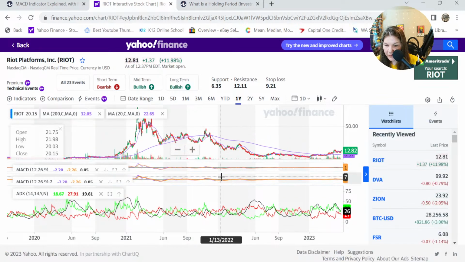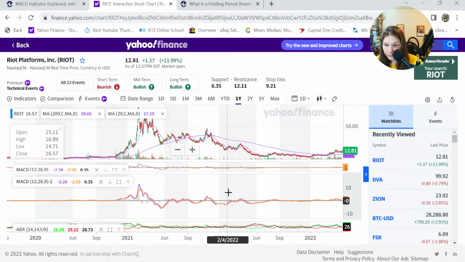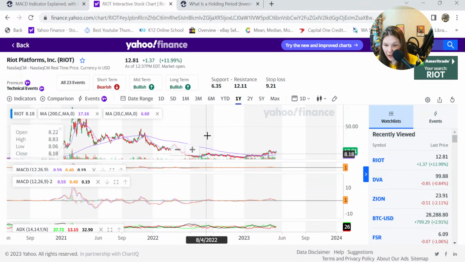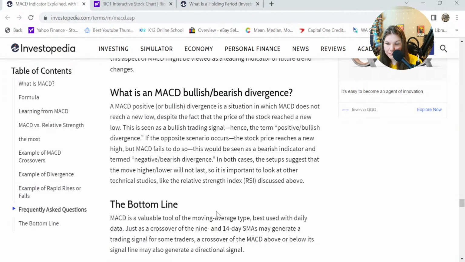Bring this guy down. Open up our MACD so we can see here. The stock reaches a new low, like right here is its new low. But the MACD didn't hit its new low, because the MACD line low is here. It didn't hit its new low on the low. So what does that mean? This is seen as a bullish trading signal, hence the term positive bullish divergence.